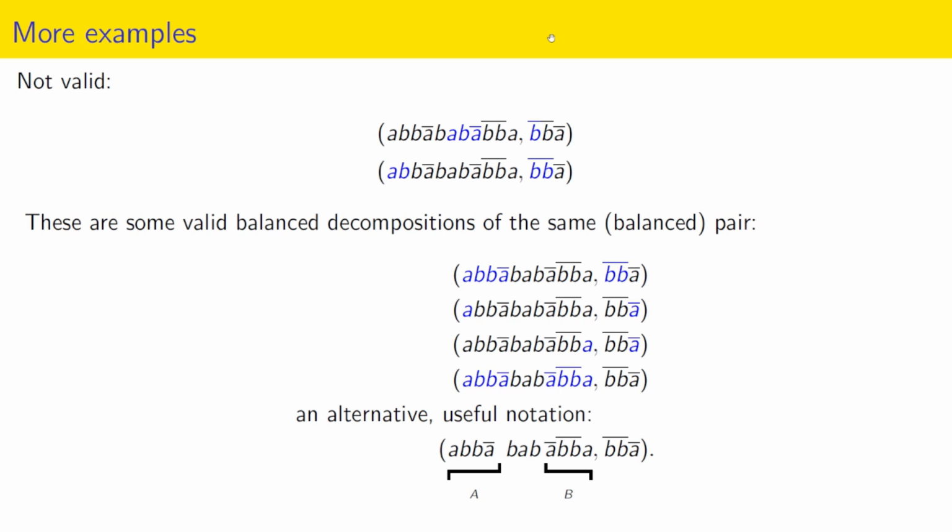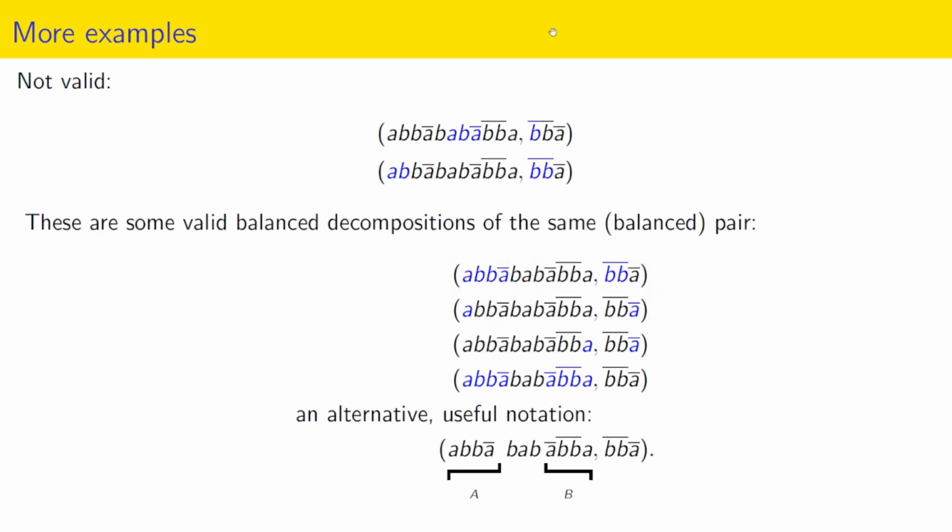On the other hand, we have a number of valid decompositions, of course, and I didn't list all of them. So we have the same pair of balanced strings, and there is a number of possible ways of getting decompositions. As before, the two blue strings are balanced together, and the two black strings are balanced together.